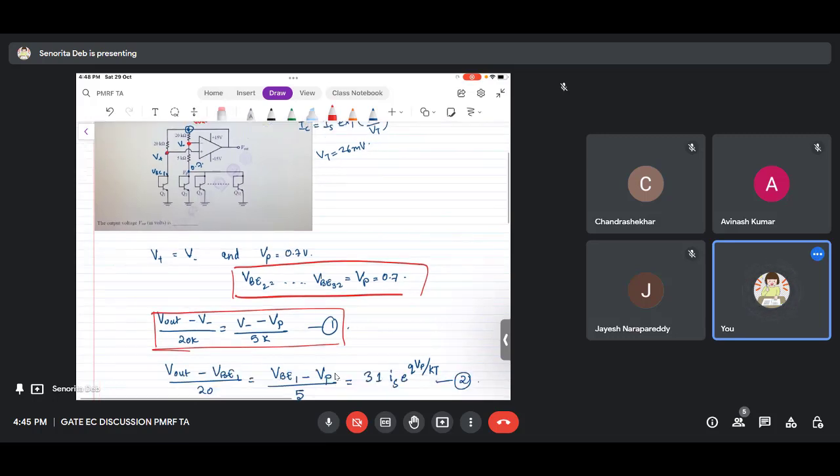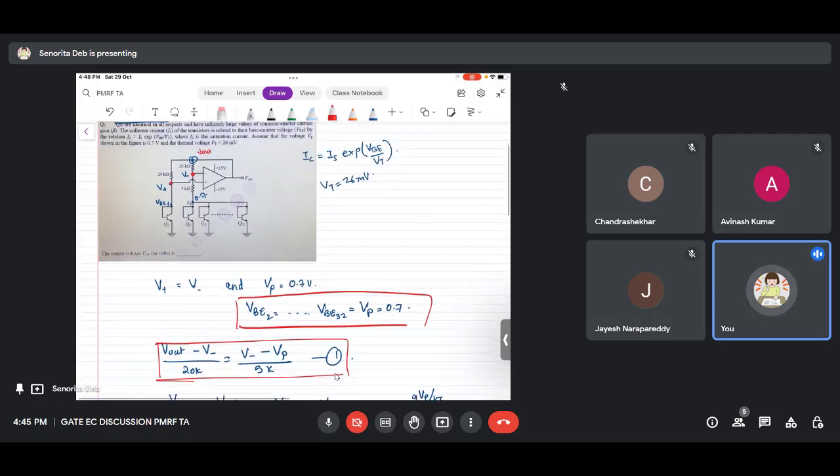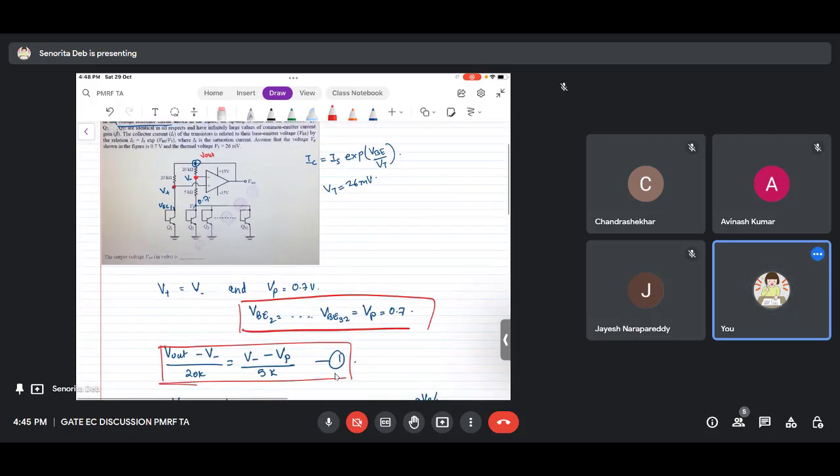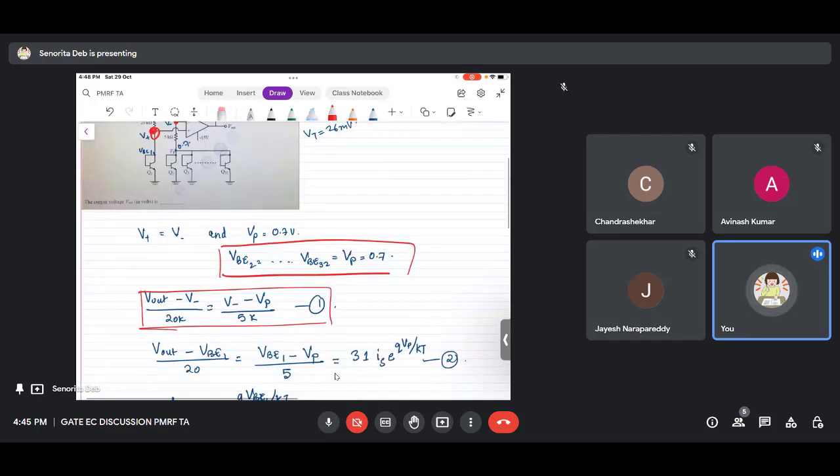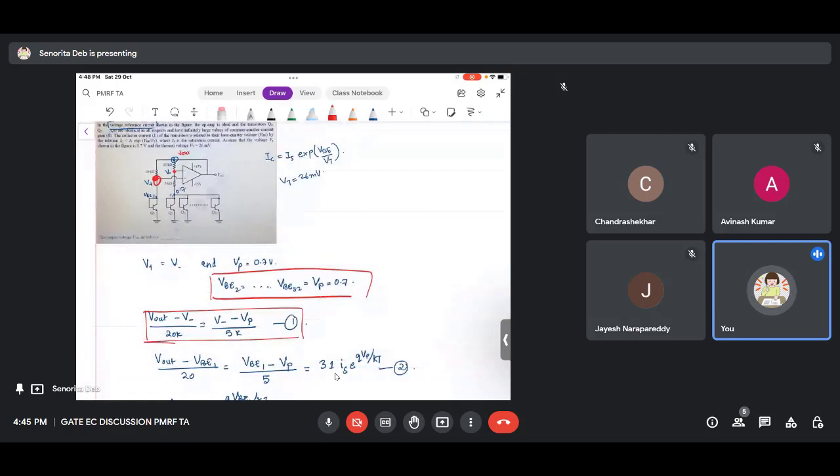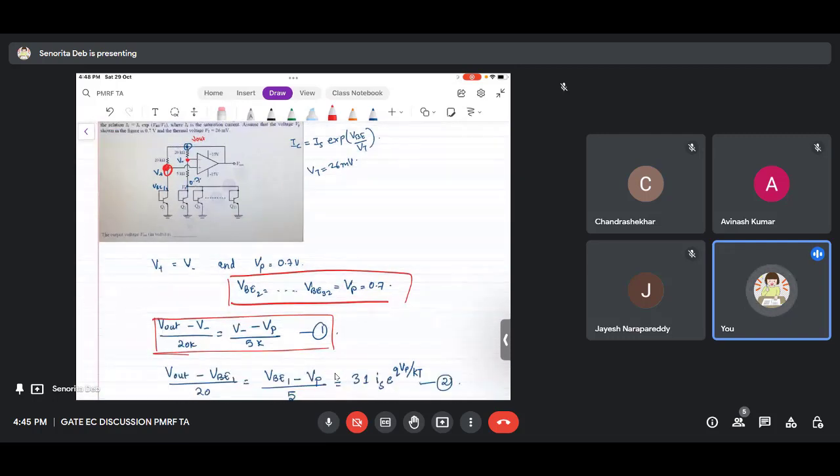Okay, now you can have another KCL at this node V plus, right? You can have another node KVL at V plus, but before that you can do one more thing. What you can do is, if you see the current here, the equation that we have written is of the total current, right? So the total current here will be what?